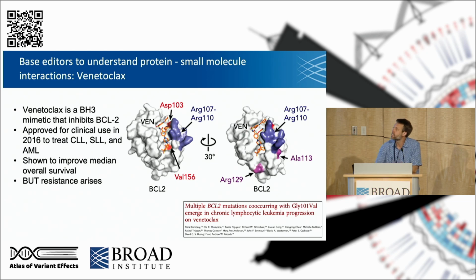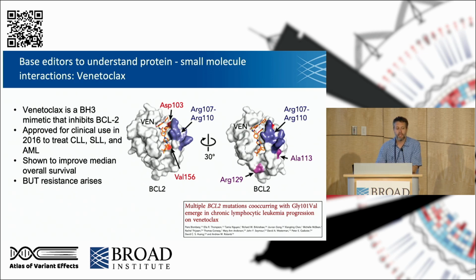So venetoclax was developed to inhibit BCL2. BCL2 is an anti-apoptotic gene that cancers often upregulate. So the hope is that if you inhibit the anti-apoptotic gene, now the cancer cells will die. And indeed, this was approved in 2016 to treat a variety of leukemias. And it was approved, so it does actually work. But of course, resistance inevitably arises.